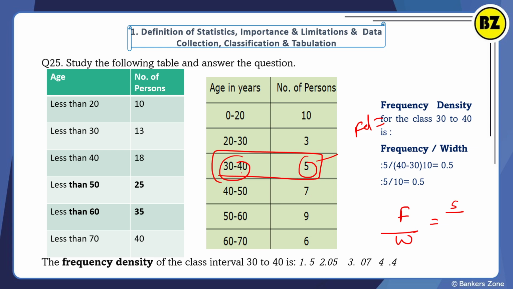What is the width? Width means the upper limit minus the lower limit, upper frequency minus lower frequency. So 40 minus 30, so 5 upon 10. So the answer will be 0.5. Okay, very easy, right? So the second option is correct, 0.5.